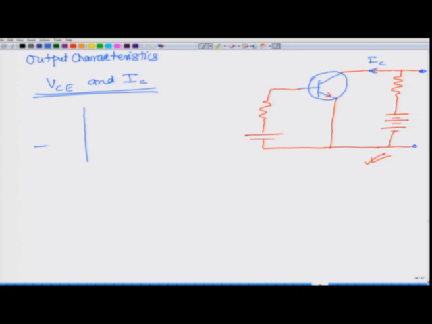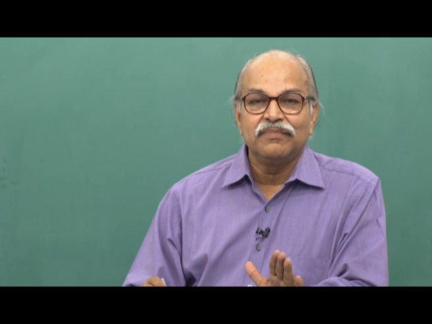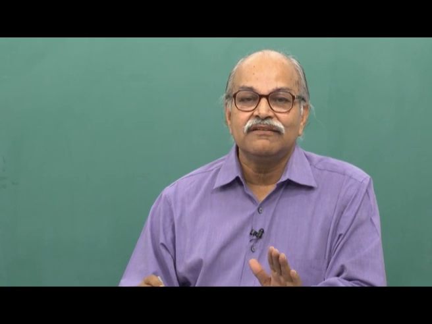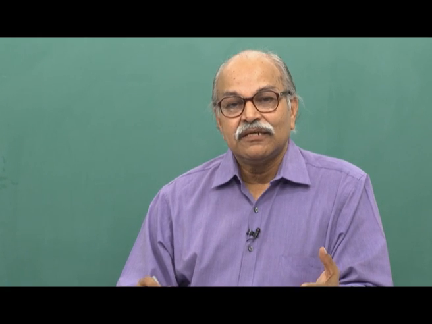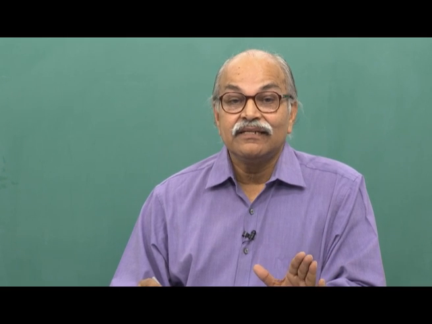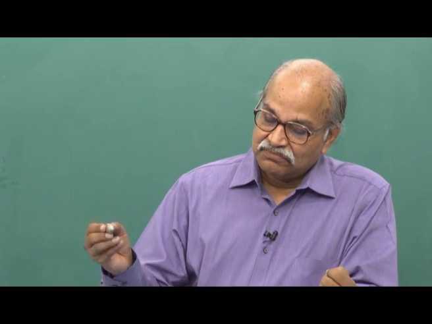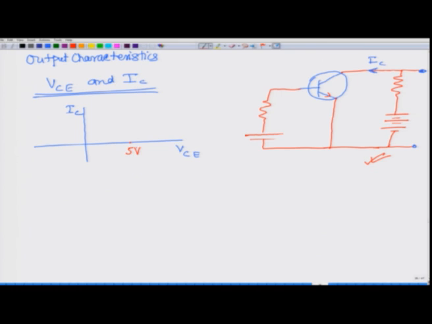So, let me start with VCE on this side and IC on this side. Let us suppose the collector base junction is sufficiently reverse biased, so that whatever is emitted by the emitter, most of it is taken by the collector, and therefore, there is some current. A typical value, let us say we have 5 volts of this VCE.